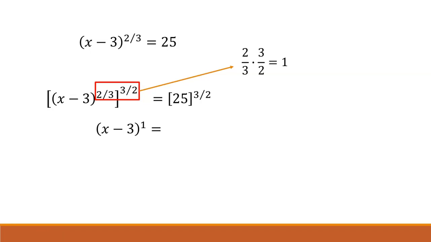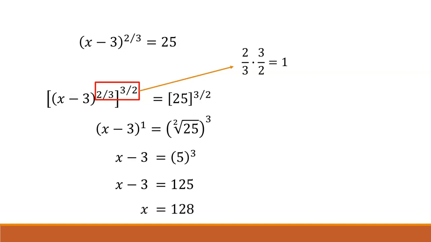On the right side, we really need to write that in radical form so we can simplify. We know that the square root of 25 is 5, and 5 cubed is 125. And now to solve, all we have to do is add that 3 to both sides of the equation to get our solution of x equals 128.